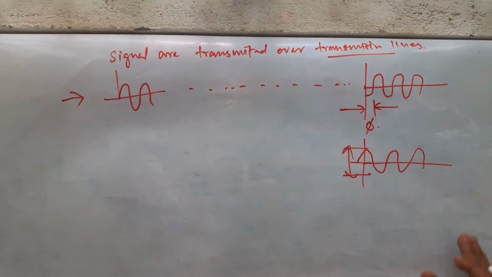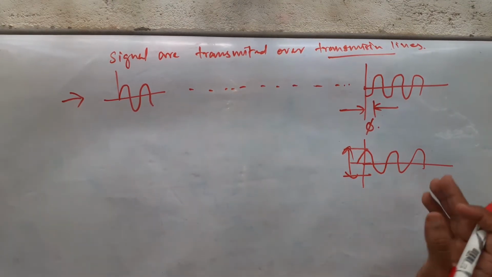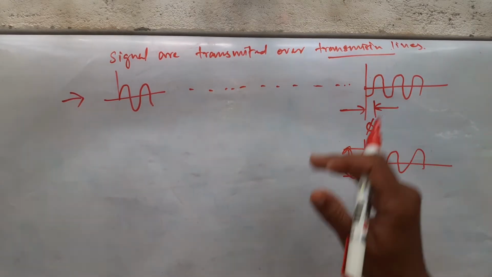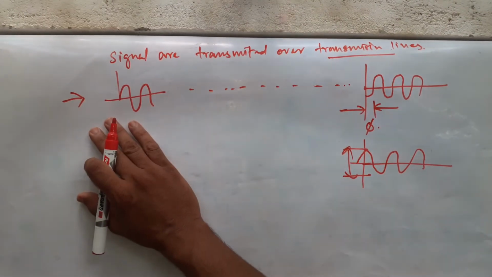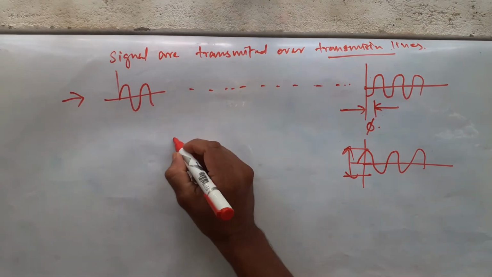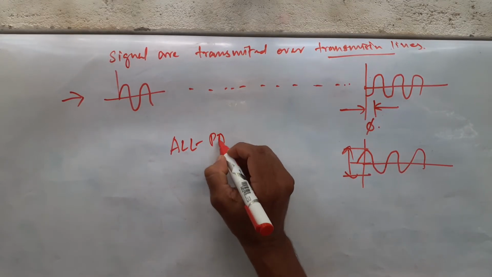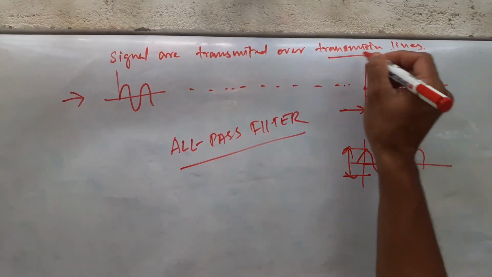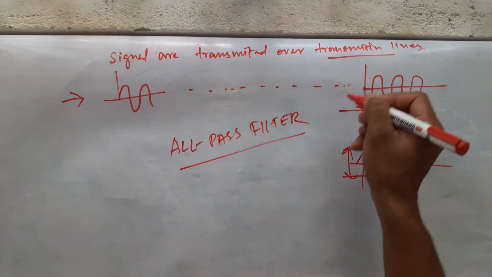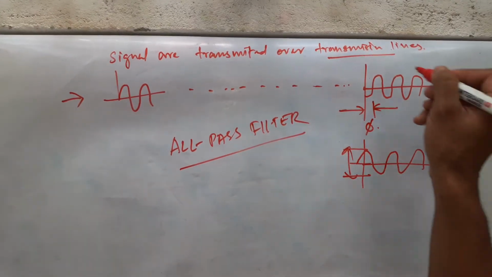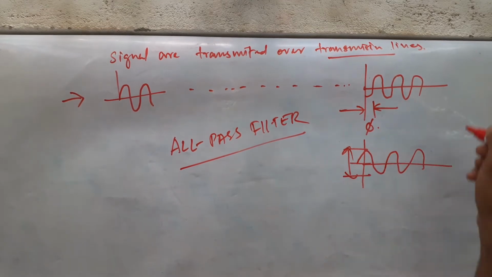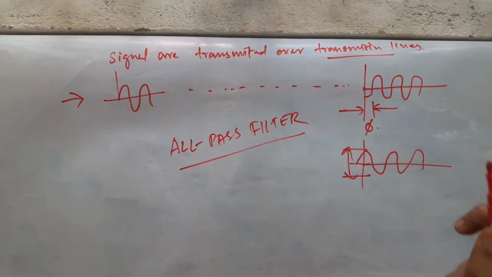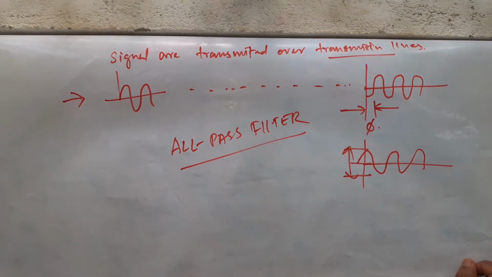Now to correct this phase angle difference, to make it the same as what we sent at the sending side, to correct this we make use of an all pass filter, where such signals in which there is a phase angle difference will be corrected by such an all pass filter. So the job of the all pass filter is to correct the phase angle difference.